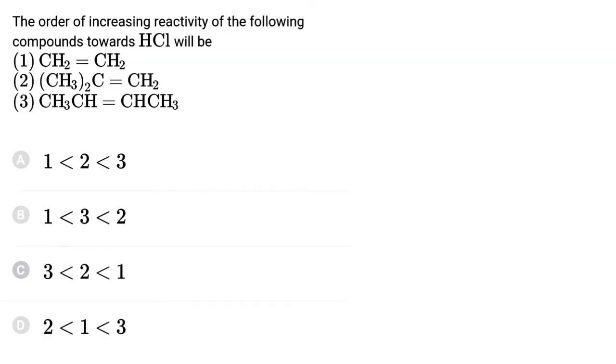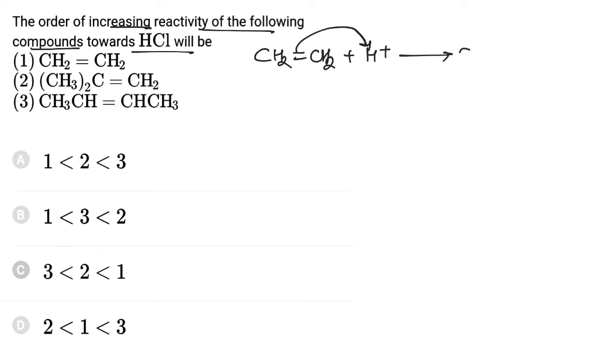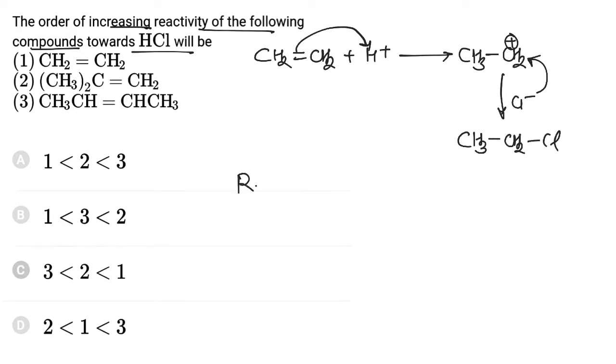In this question we have to find the correct order of increasing reactivity of the following compounds towards HCl. Now this reaction takes place according to electrophilic addition, in which H positive acts as the electrophile and the alkene as the nucleophile. So a carbocation is formed in the first step. Then in the second step, Cl negative combines with the carbocation to form the alkyl halide. Since a carbocation is formed, the rate of reaction depends on the stability of the carbocation, the stability of the intermediate.